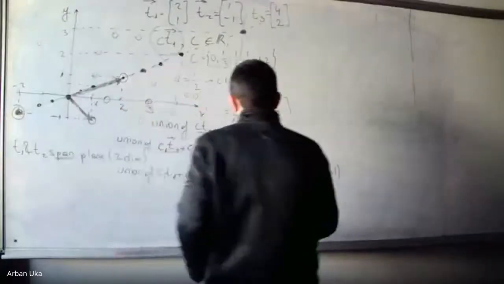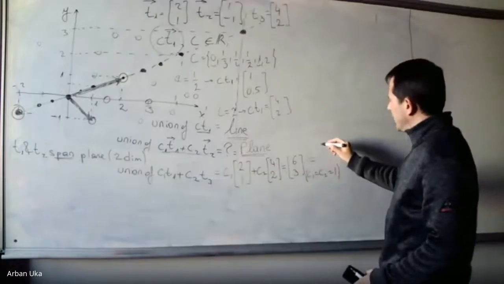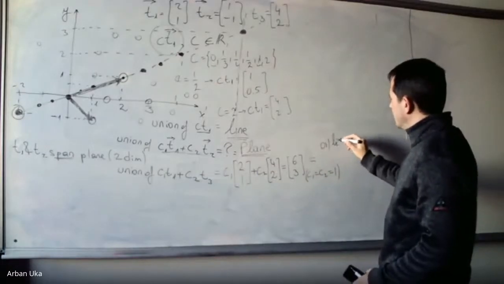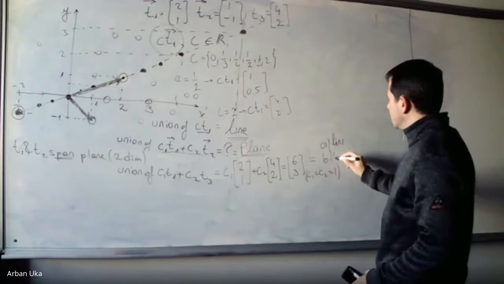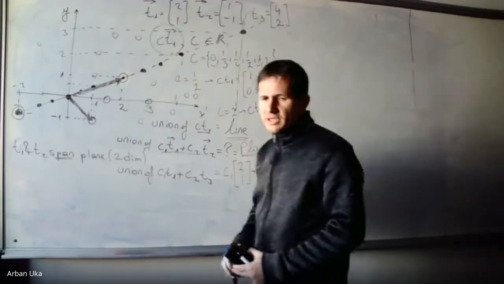It's a line. The union is going to be a line. Is this a line? Yeah. I think it's a plane. Okay, we have to think between option A, it could be a line, option B, it could be a plane.